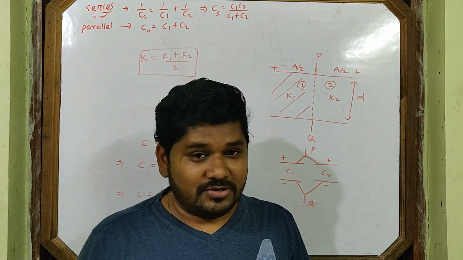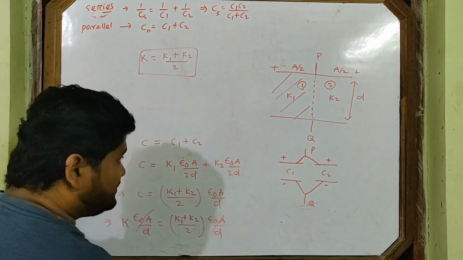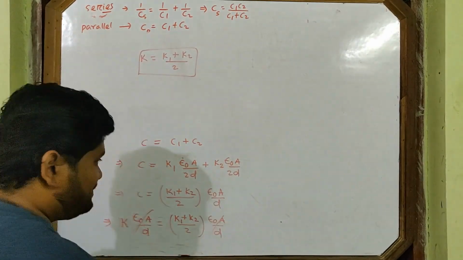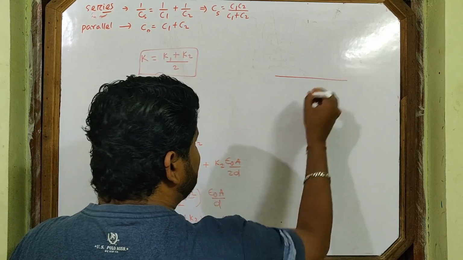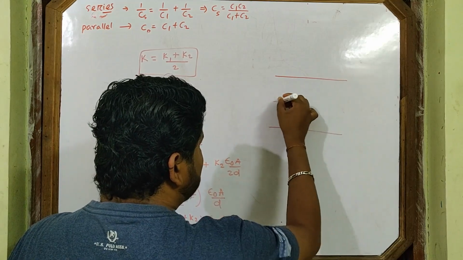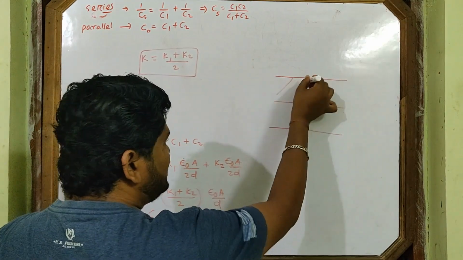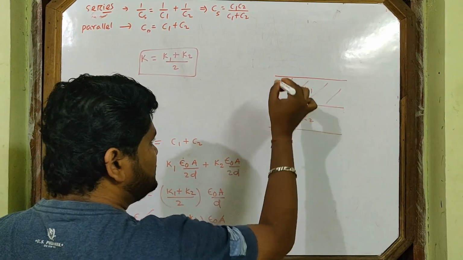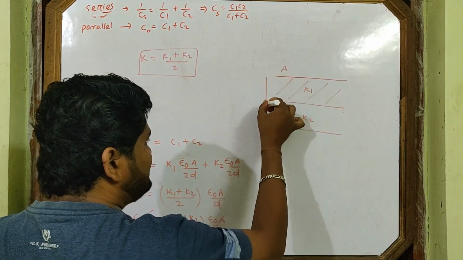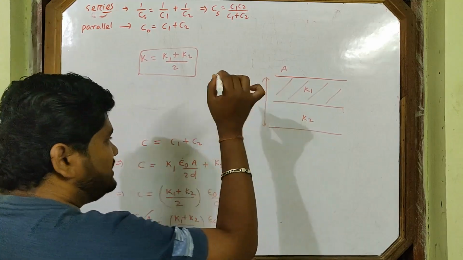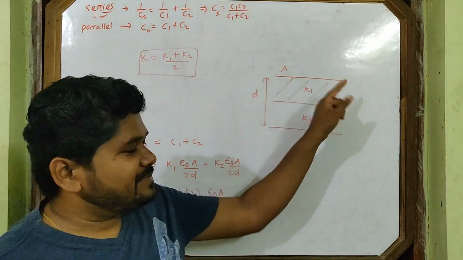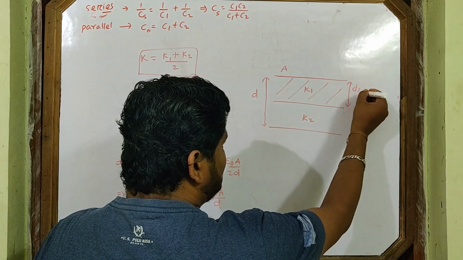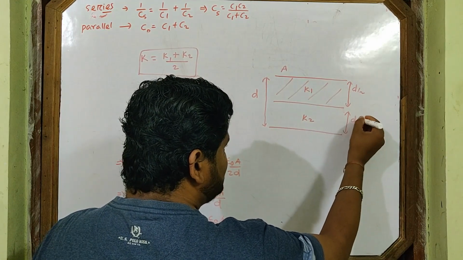Now the question may come again. If the dielectric is not taken like this, suppose the dielectric is taken like this, then what happens? This is one capacitor plate, this is one plate. The dielectric is taken like this. This is K1, this is K2. Area is A and separation is D. Now you see this separation D becomes half. This is D by 2 and this is also D by 2.